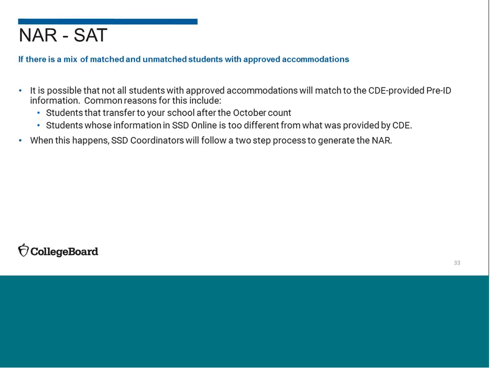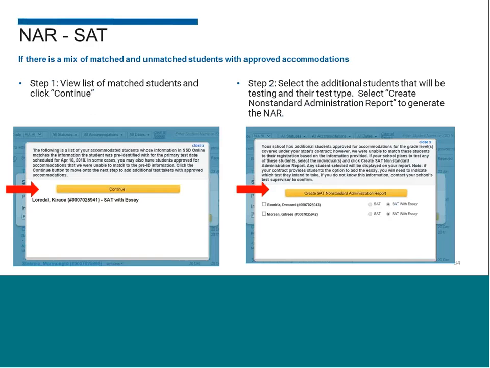So for generating your NAR in this situation, it's going to be a two-step process. The first step of the process is that you'll see the list of students we were able to match. And in the example on the screen, there's simply one student here. But if you had more students, that would list out all of your students. And you'd then click Continue. The next screen that you will get is a notice saying that you have other students that have approvals for accommodations, and it will allow you to select which students should be testing.